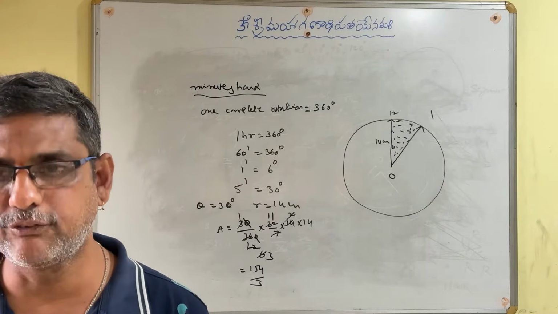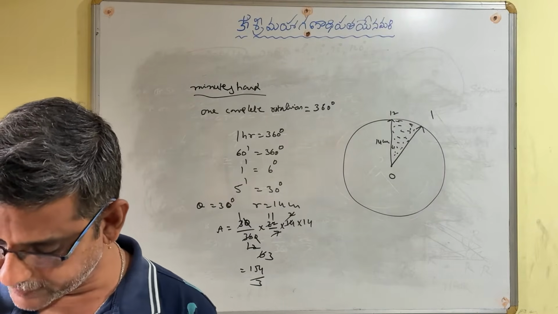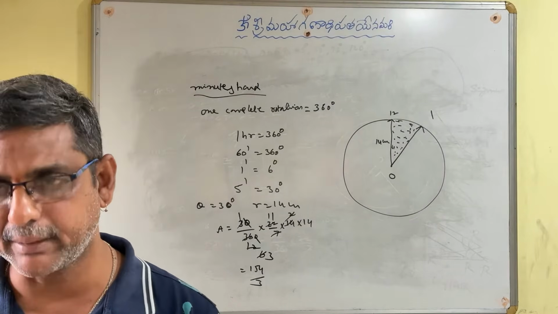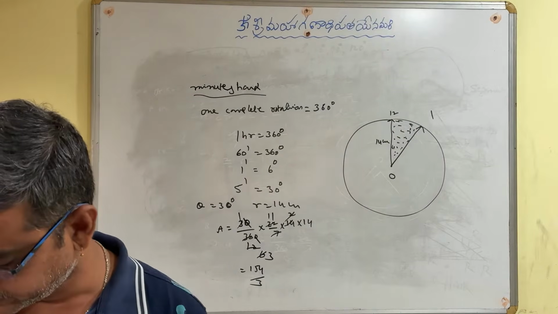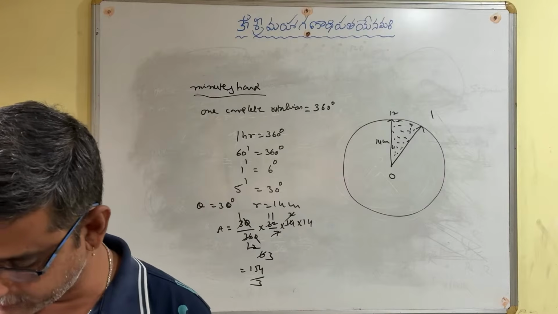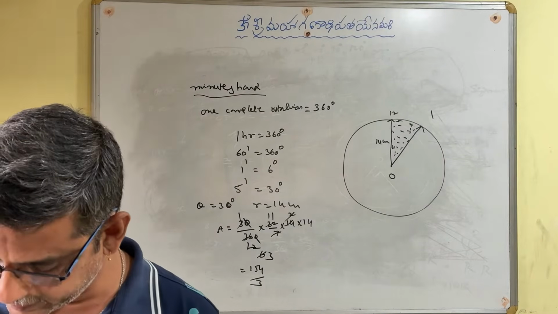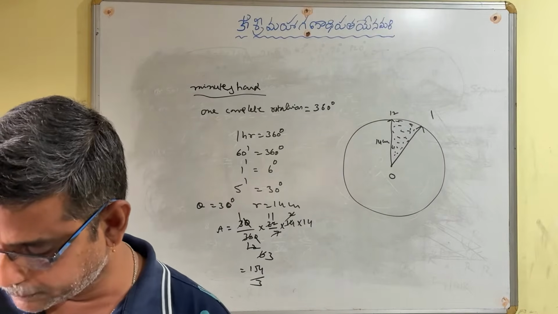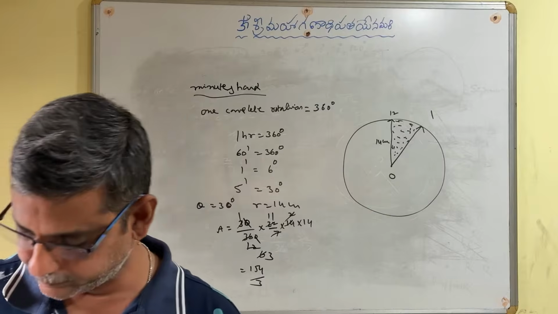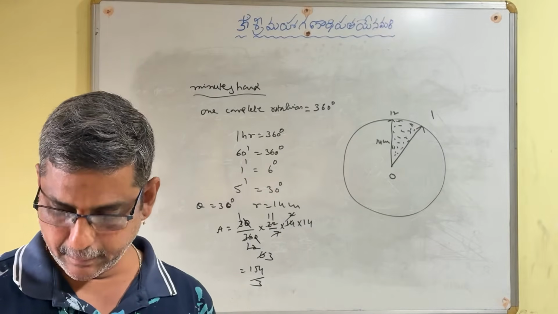Now question number 4. A chord of a circle of radius 10 centimeters subtends a right angle at the center. Find the area of the minor segment and major sector. Use the pi value 3.14.